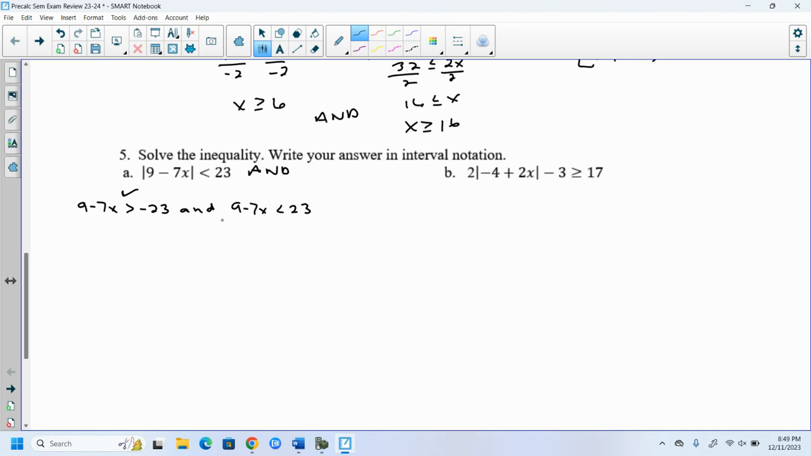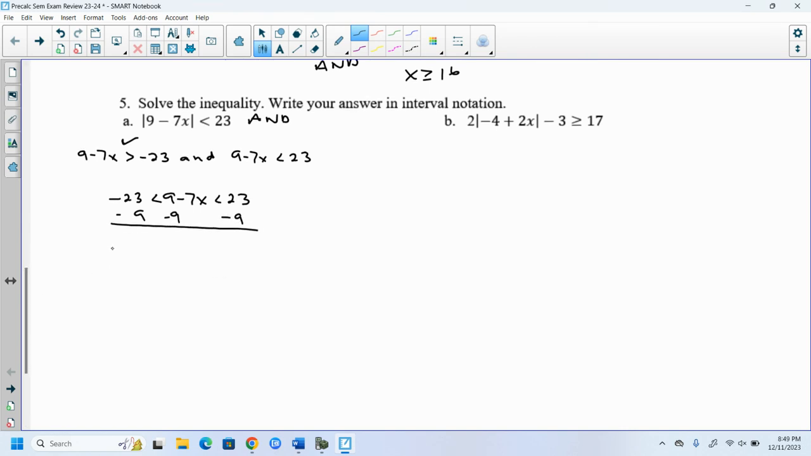And we solve those. The other way to do this, and this is which way I usually do it in class, is we can just sandwich it in between negative 23 and 23. We get the same thing. We solve this for x by isolating the x in the middle. So I get negative 32 is less than negative 7x is less than 14.